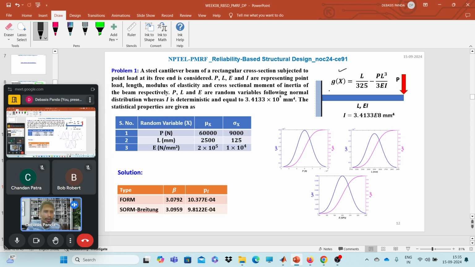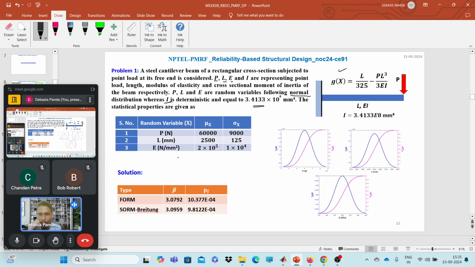Okay, so this problem we have already solved using FORM, the first order reliability method, and SORM, the second order reliability method. So the first and second order reliability method results are already with us. What was the problem? It's a cantilever beam of rectangular cross section subjected to a point load at its free end. Here P, L and E are random variables, and they all follow a normal distribution. And I is a deterministic quantity, the value of I is already provided.